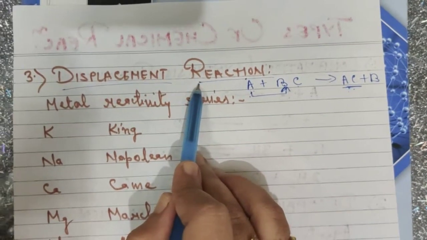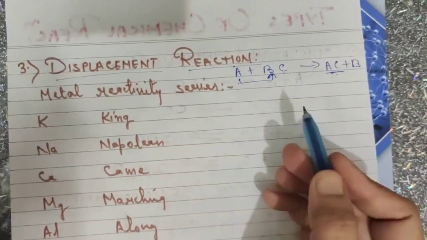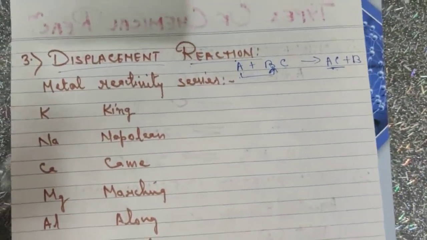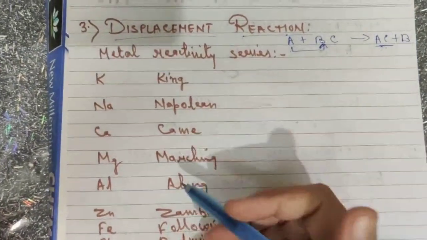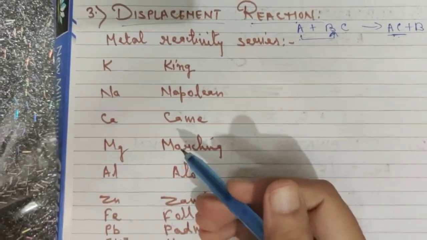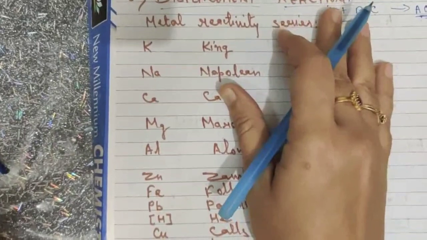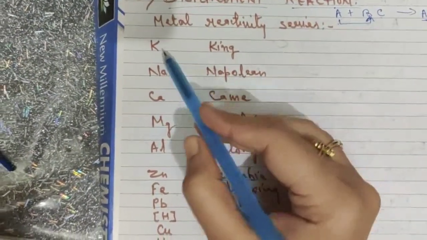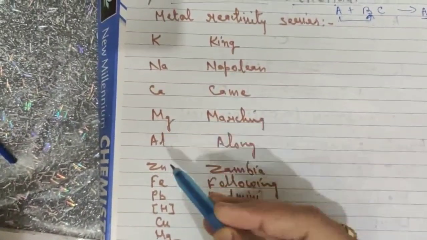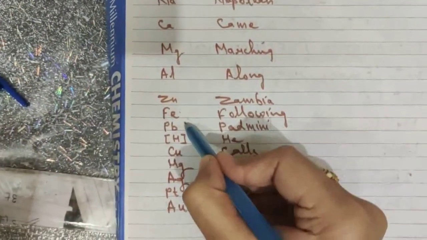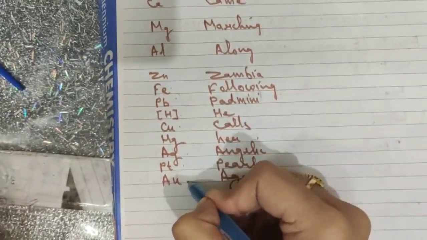Now to identify which one is more reactive and which one is less reactive, we have a series. We have a metal reactivity series with us, and I've written the series here. This series is very important. You will be using this series even in class 12. So please children, I would request you all to learn this series. The series is potassium, sodium, calcium, magnesium, aluminium, zinc, iron, lead, hydrogen, copper, mercury, silver, platinum and gold. So these are the elements.